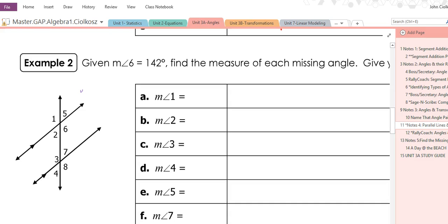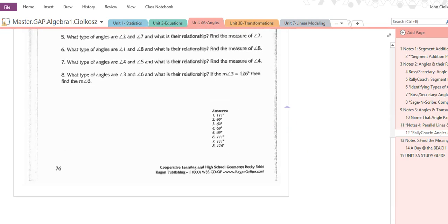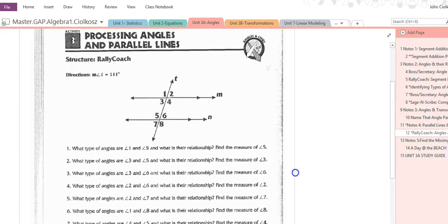Once you've done that, what I also want you guys to do is to go on to 12. Here, we're going to go ahead and work through 1 through 8, and again, you'll see you can check your answers at the bottom.